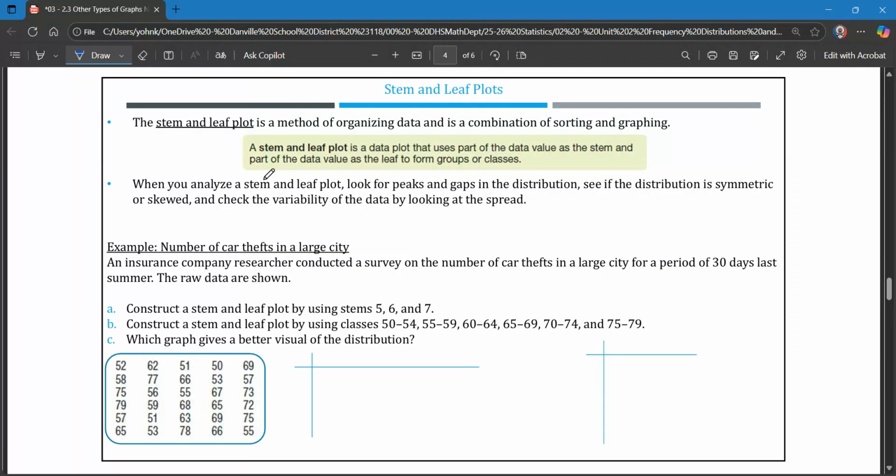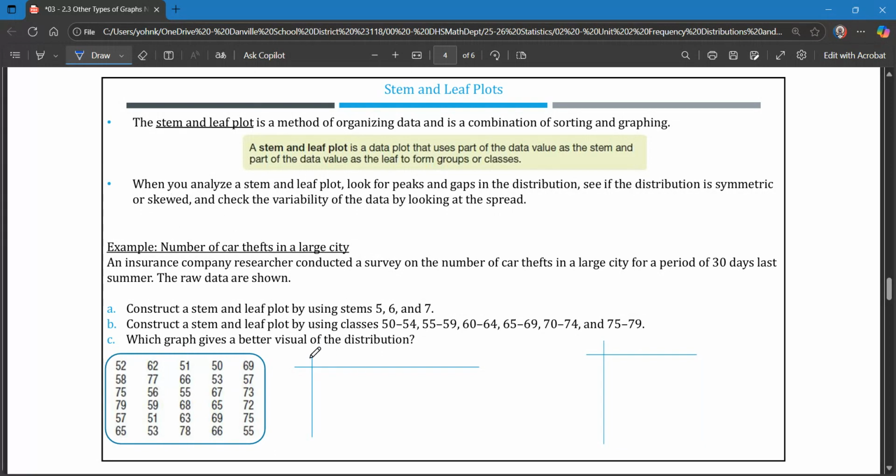So the example we're going to talk about is an insurance company researcher conducted a survey on the number of car thefts in a large city for a period of 30 days last summer. The raw data are shown. Part A says to construct a stem and leaf plot by using the stems 5, 6, and 7.